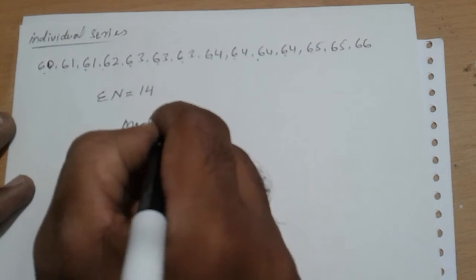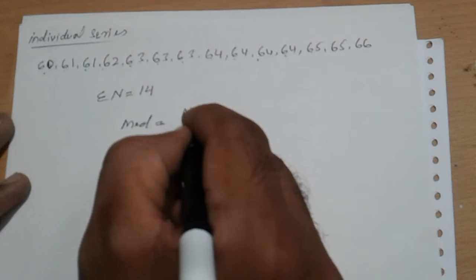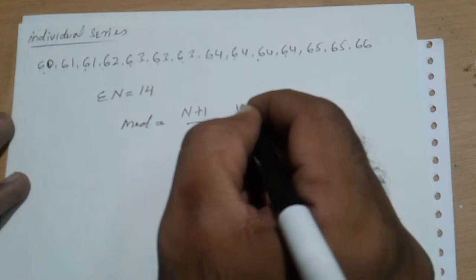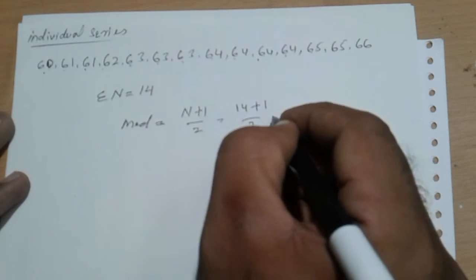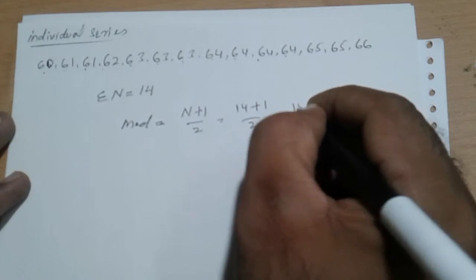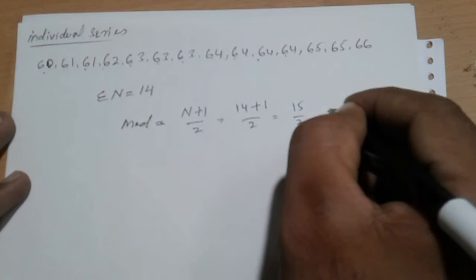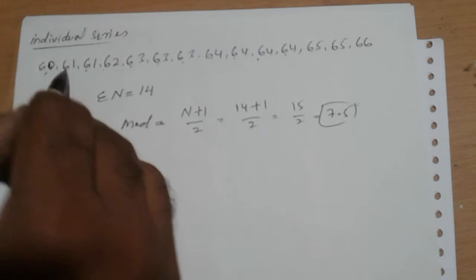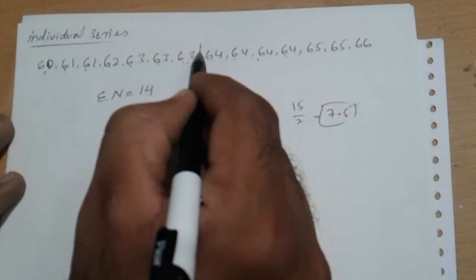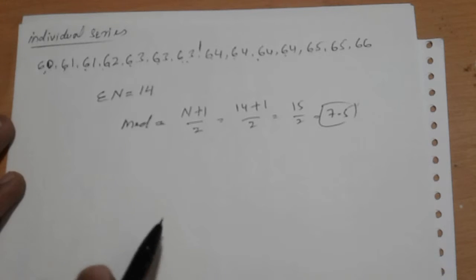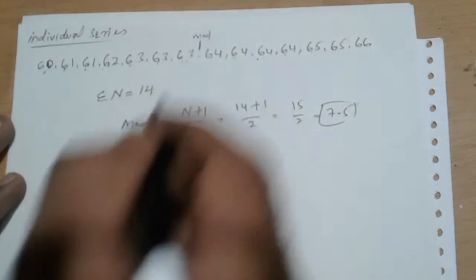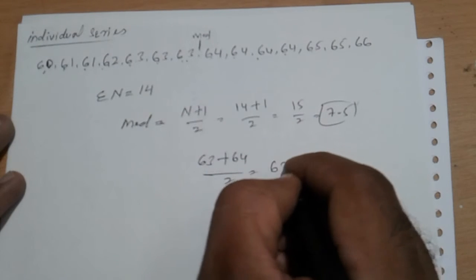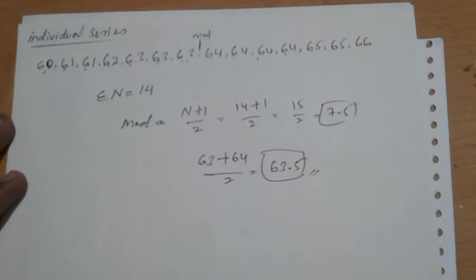So let's start with the median. What is the formula for median? Median is size of (n plus 1) divided by 2, the center value. N is 14, so 14 plus 1 divided by 2 means 15 divided by 2 is equal to 7.5. The 7.5 item is coming between the 7th and 8th items, which is the center value. So the median is 63 plus 64 divided by 2, and the answer is 63.5. This is the median.